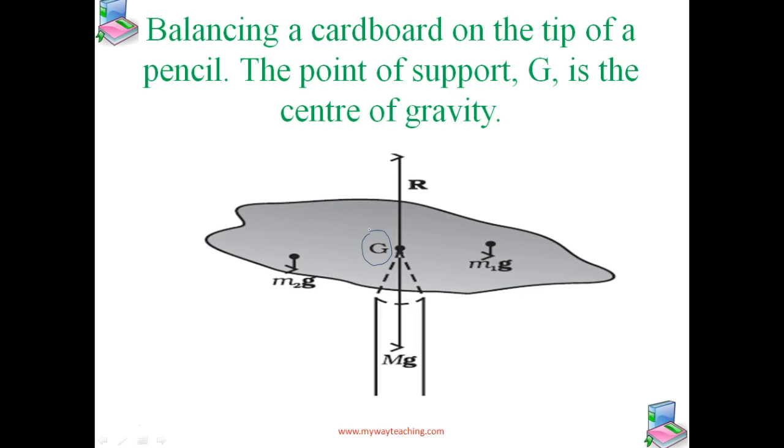The tip of the pencil provides a vertically upward force due to which the cardboard is in mechanical equilibrium. As shown in this figure, the reaction of the tip is equal and opposite to mg, so R is equal to mg. The reaction force is equal and opposite to the total weight of the cardboard, and hence the cardboard is in translational equilibrium.